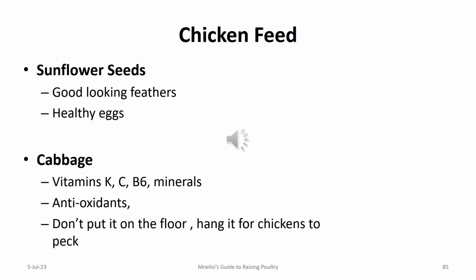Sunflower seed. It will help chickens to produce healthy eggs. And the chicken color will improve. By chicken color, I mean feathers. Cabbage. This vegetable contains vitamins K, C, B6, minerals, and it is also an antioxidant. You need to hang your cabbage so that your chickens can peck it.